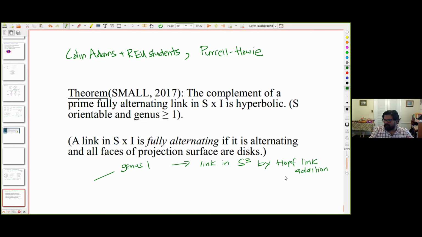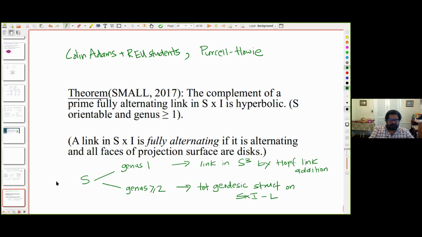If the genus of the surface is greater than or equal to 2, then the boundary is not even a torus, so you cannot talk about finite volume structures. In that case, you have to talk about what are called totally geodesic boundary structures. They are unique, and they have a volume and so on. So these are totally geodesic structures on your S cross I minus L. So this is the surface, right? This is your surface S.